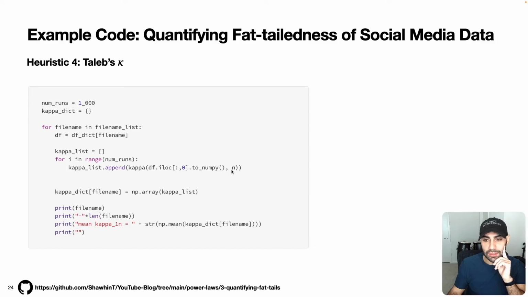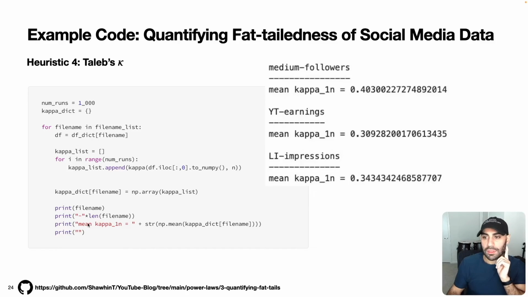Here's where we actually do the kappa calculation. So this loops 1000 times, and then this list will store it in the kappa dictionary with a key equal to the file name of that data set. And then we just do this 3 times for each of the data sets. The results look like this.